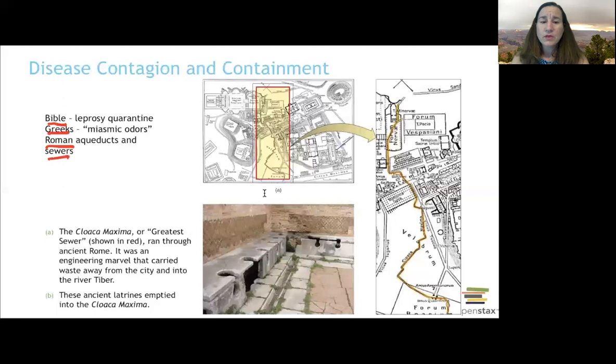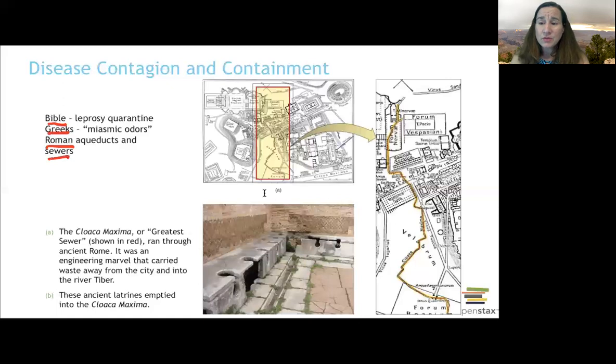Their biggest one is called the Cloaca Maxima, and you can actually still see it. Not that anybody wants to go and see a sewer. That's gross, but it actually is still there. Pieces of it are still there, and it still empties into the river Tiber. Of course, it's not emptying out fresh stuff into the river now, but you can still see where it empties out into the river. Nothing's coming out of it though.